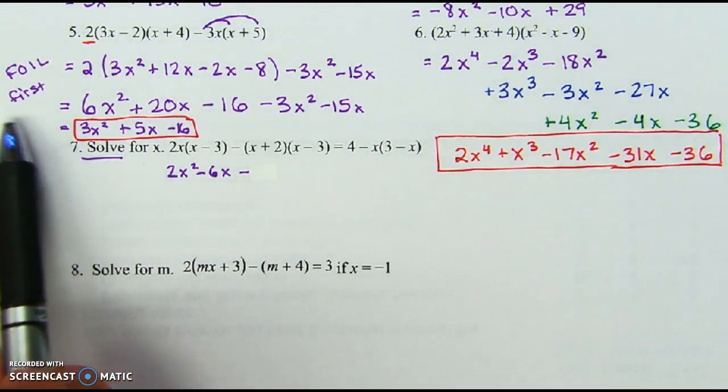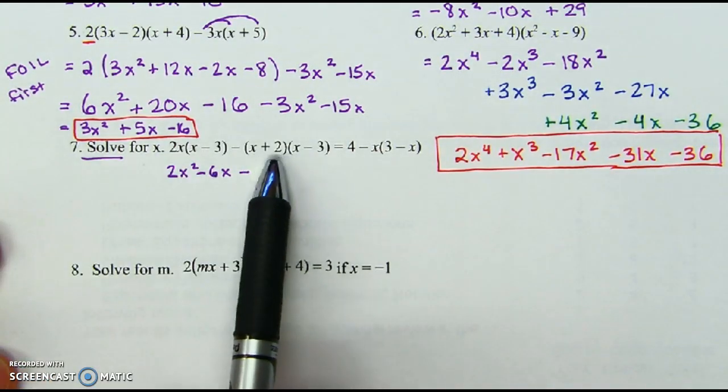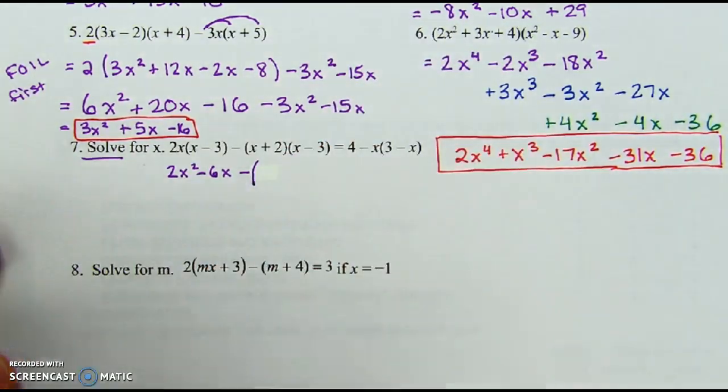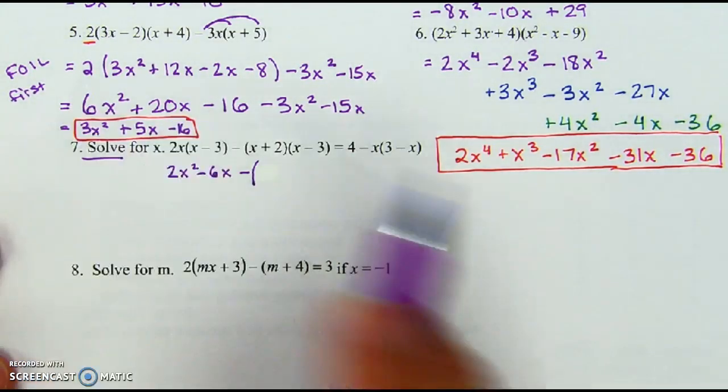What does this say? Foil first. I didn't see that other one. So we should foil first before we distribute that negative. If we try and distribute and foil at the same time, we'll make a mistake, like we did here, we weighted on the 2.